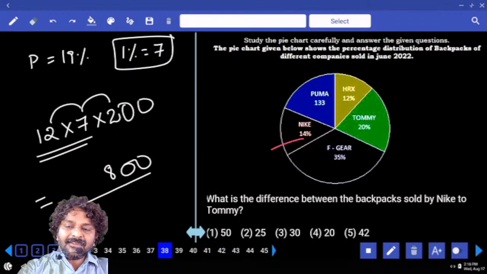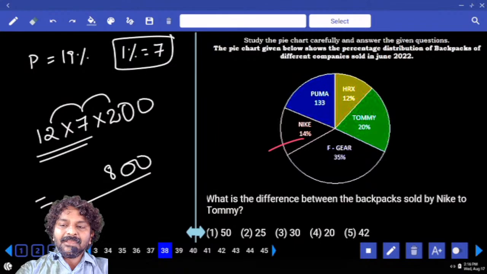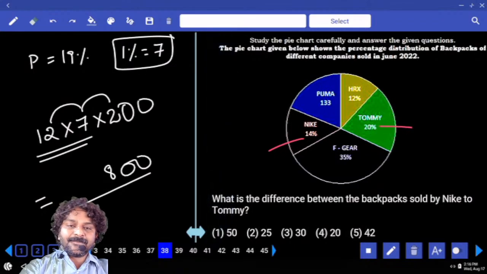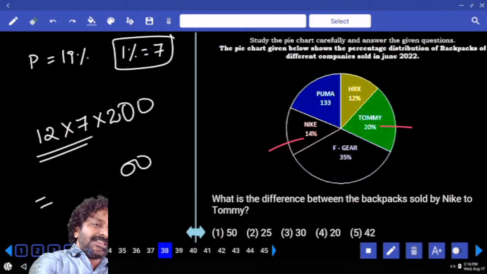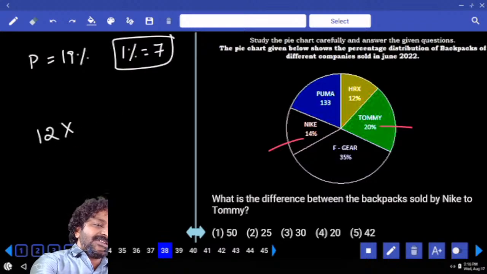Otherwise, Nike 14%, Tommy 20%. Difference, where 1% is equal to 7, 6%, 6 into 7, 42.